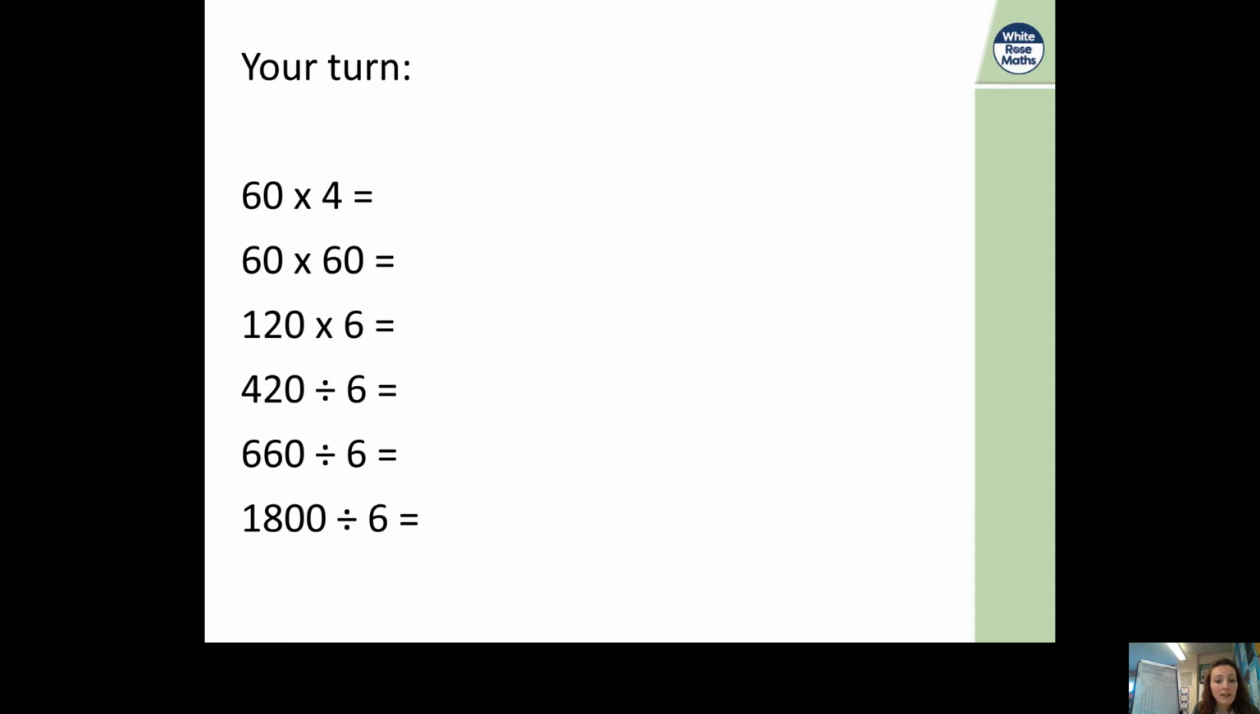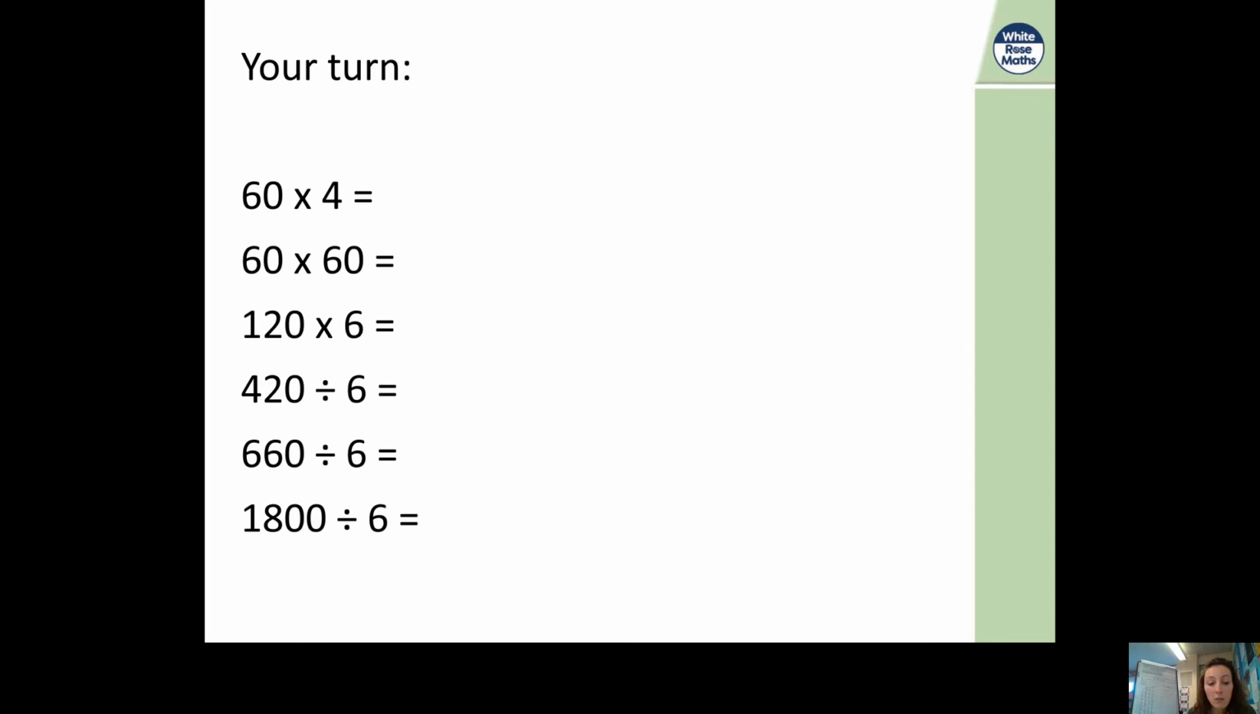Now, we're moving on to division now. We know 42 divided by 6 is 7. But 420 is 10 times bigger, so our answer has to be 10 times bigger too. So the answer is 70. The next question, we know 66 divided by 6 is 11. So 660 is 10 times bigger, so our answer must be 10 times bigger too. So the answer is 110.